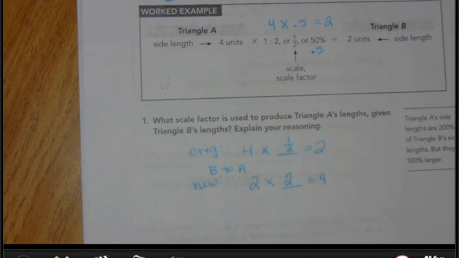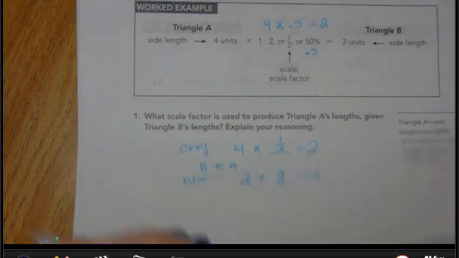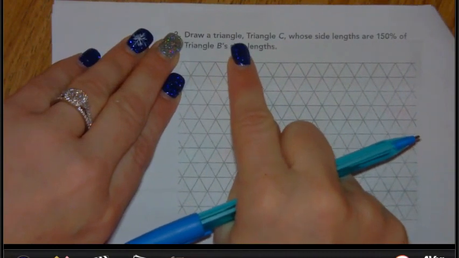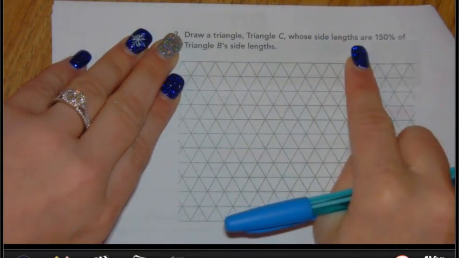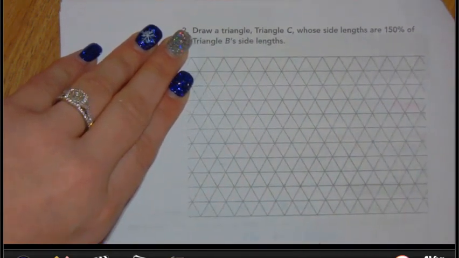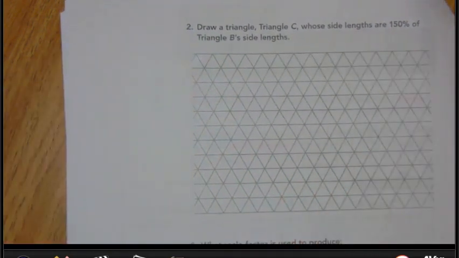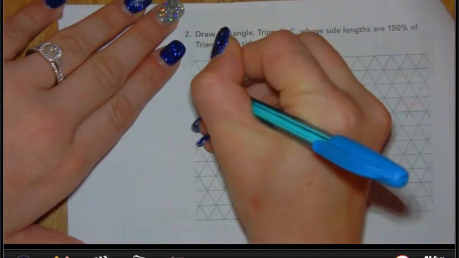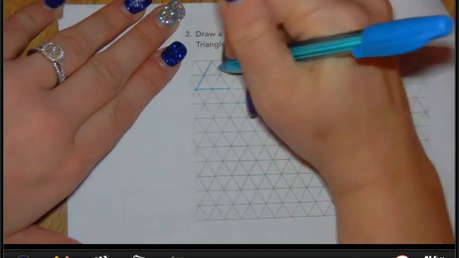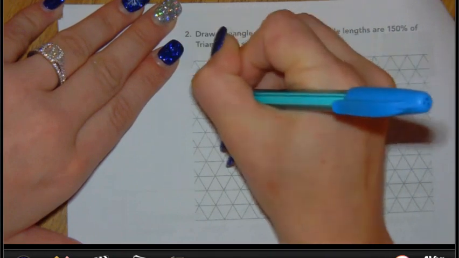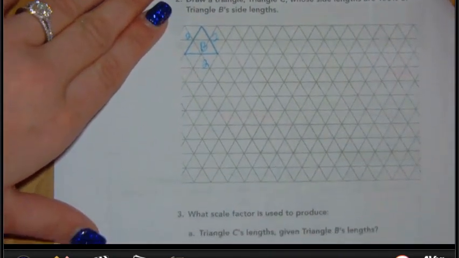I take the reciprocal of what that is. All right, let's look on the back. Draw a triangle C whose side lengths are 150% of triangle B's side lengths. Okay, so let's go ahead and redraw triangle B. And we remember that triangle B, and I'm going to draw them up here on the top left, had a side length of 2 all the way around.